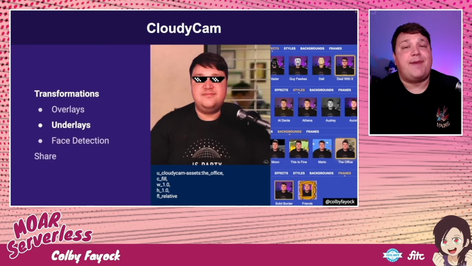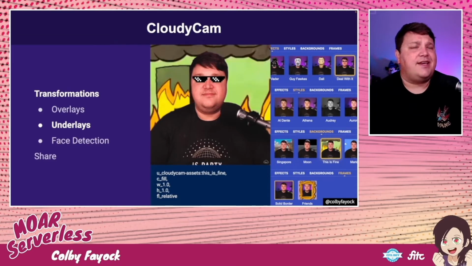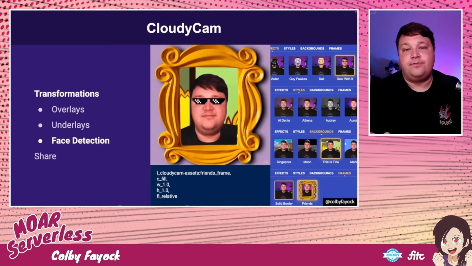But then we can add a background from the office, or scratch that. How about the this is fine meme, where since we have the transparent image, I can add this as an underlay underneath the image. So we're adding it as a background right below it. Followed by adding myself in a frame that was on the door of Friends.